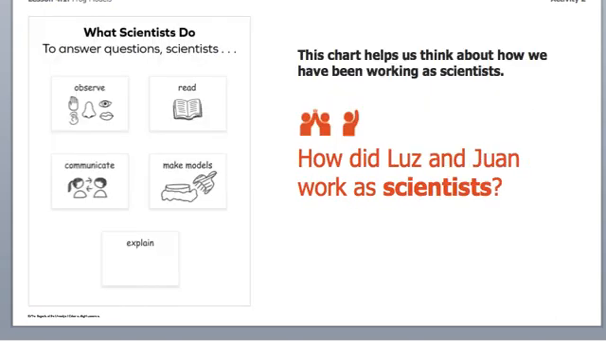So remember, this is what scientists do. Every time scientists work to answer questions, first they observe, like we did in the story. We looked closely at the picture and saw what was happening with the leaves and the frogs. Then we read, which we just did with our book. Scientists communicate. They share their thinking out loud and with others. Then they make models to test their thinking. And finally, explain. So today we're going to be thinking about how they're making models to explain their thinking.